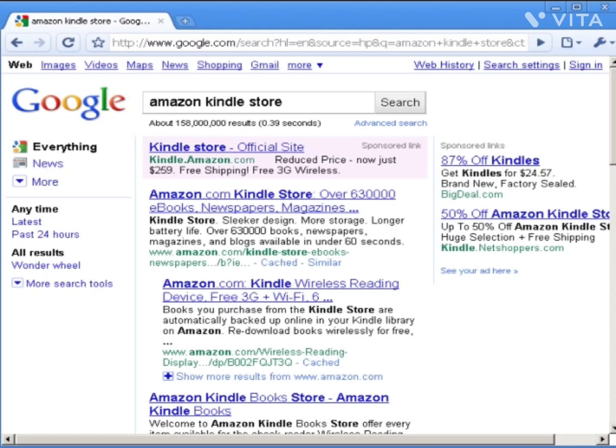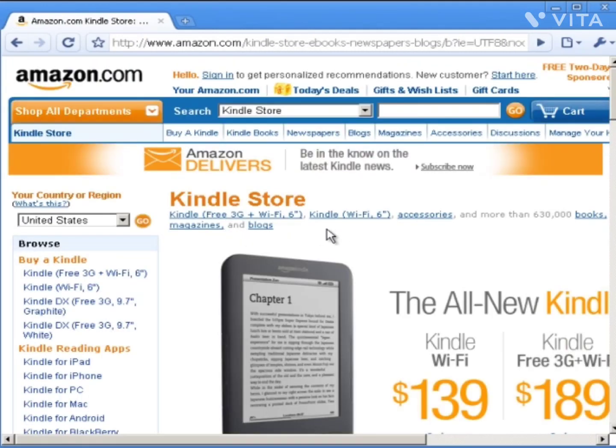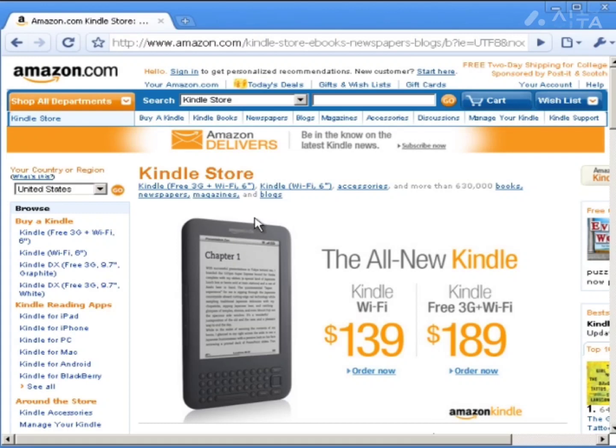So the first thing I'm going to do when brainstorming for ideas or finding a hungry market, I'm going to go directly to Amazon.com's Kindle store. You can find that by going to Google, typing in Amazon Kindle store, and you'll find the link at the top. All right, so we're looking right now at the Kindle store.